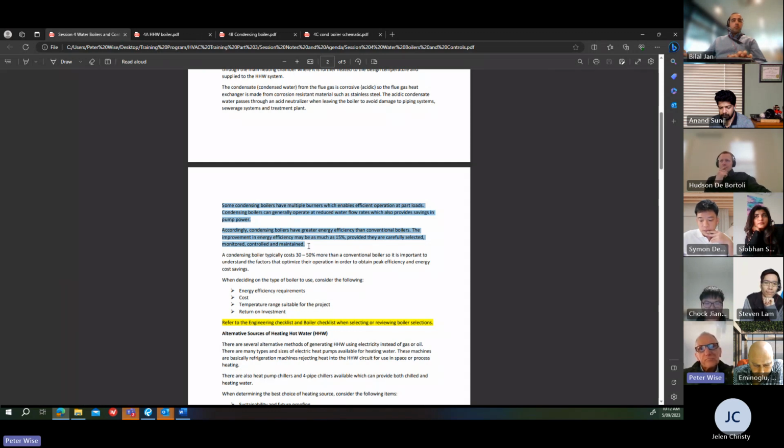So through all these heat recovery processes and the lower flow rates, condensing boilers have greater energy efficiency than a conventional boiler. The improvement in energy efficiency may be as high as 15%, provided they're carefully selected, monitored, controlled, and maintained.